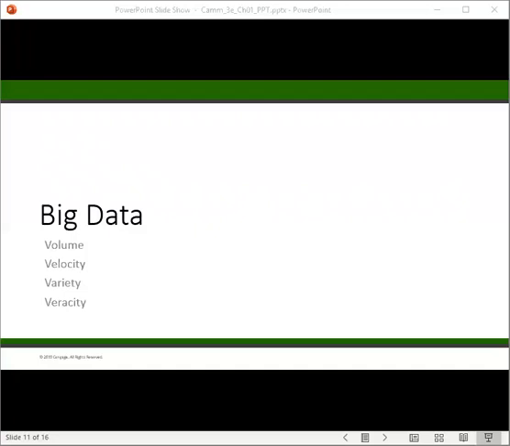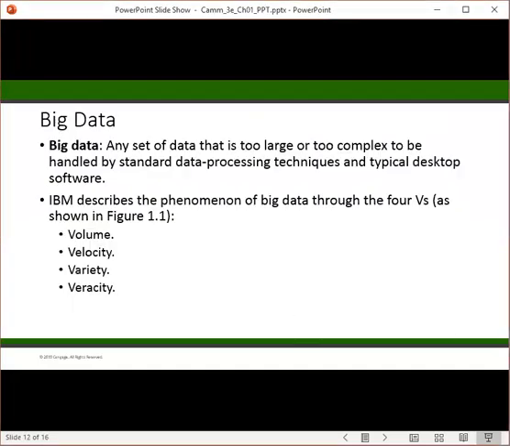Big data is available now because of the rise of the internet and e-commerce on the internet. And so we have massive amounts of data. And big data is any data that is too large or too complex to be handled by standard data processing techniques. And IBM developed a rule of the 4 V's for big data: volume, velocity, variety, and veracity.